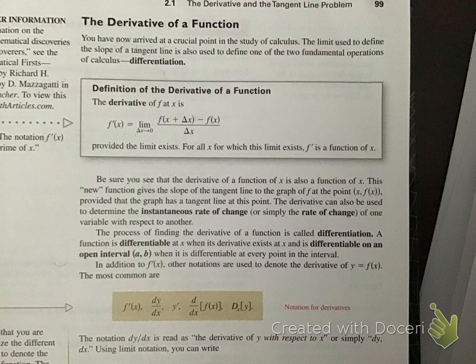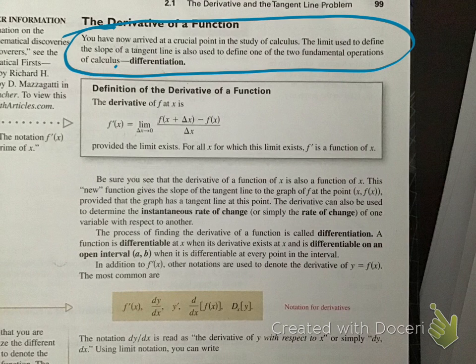Okay, I have just decided to copy this right out of the book because I liked this first paragraph right here. You have now arrived. You're at a crucial point in the study of calculus. The limit used to define the slope of a tangent line is also used to define one of the two fundamental operations of calculus, differentiation.